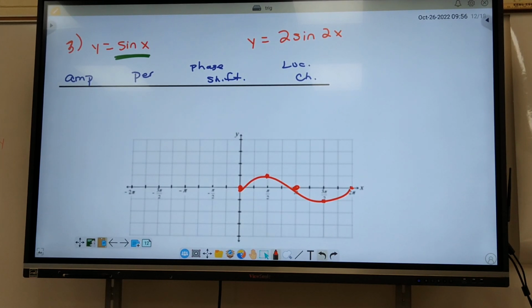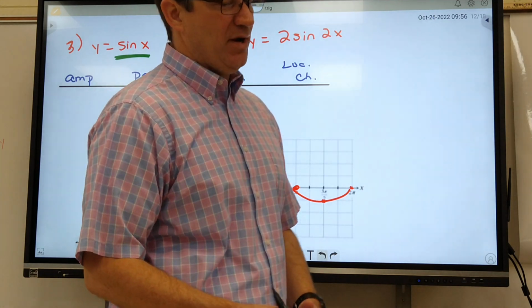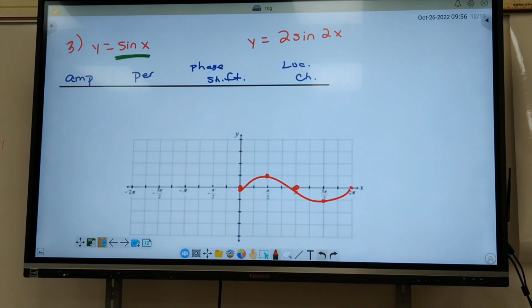All right, now let's find our 4 answers. Did I give y'all a place on this one to write your 4 answers? No, I did not. So y'all need to write a column for amplitude, period, phase shift, and location change. I think after number 3, I've got them for 4 and 5.